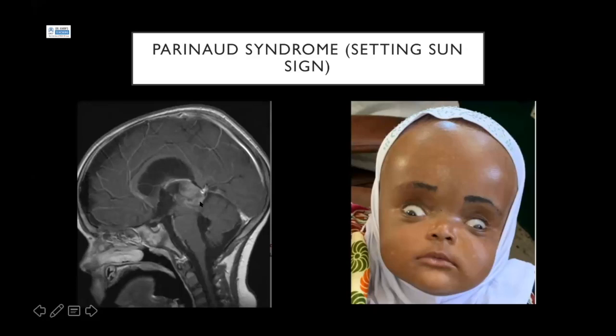Not only that, the mass is compressing on what we call the superior colliculi, which is the superior aspect of the tectal plate, which is responsible for visual reflexes. And this gives an upward gaze palsy, and it is known as Parinaud syndrome or the setting sun sign.